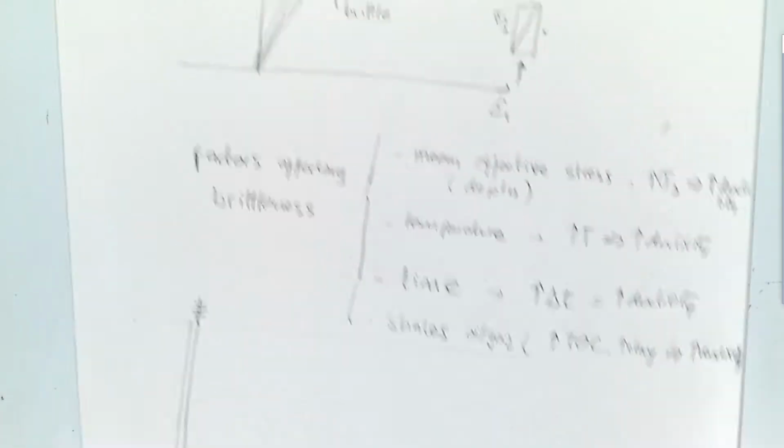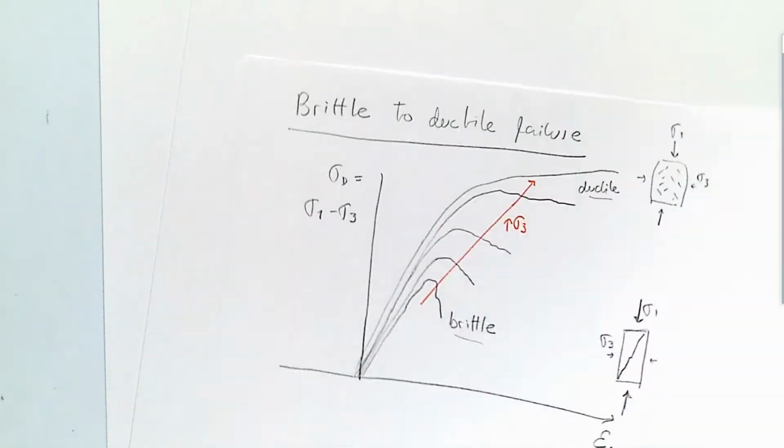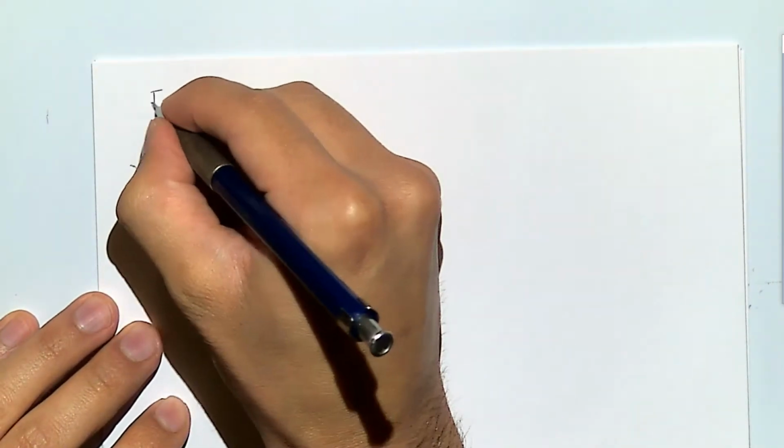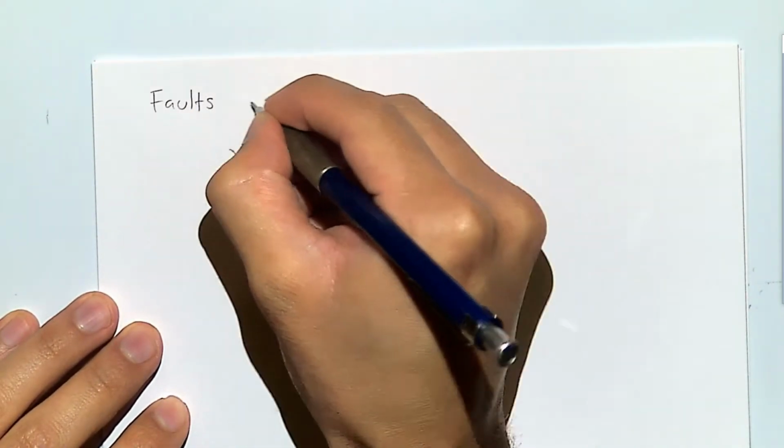Okay, so we're done with this part, and also we're done with, I think it is chapter number 4. Now we're going to start talking about a new topic, which is the topic of faults and fractures.